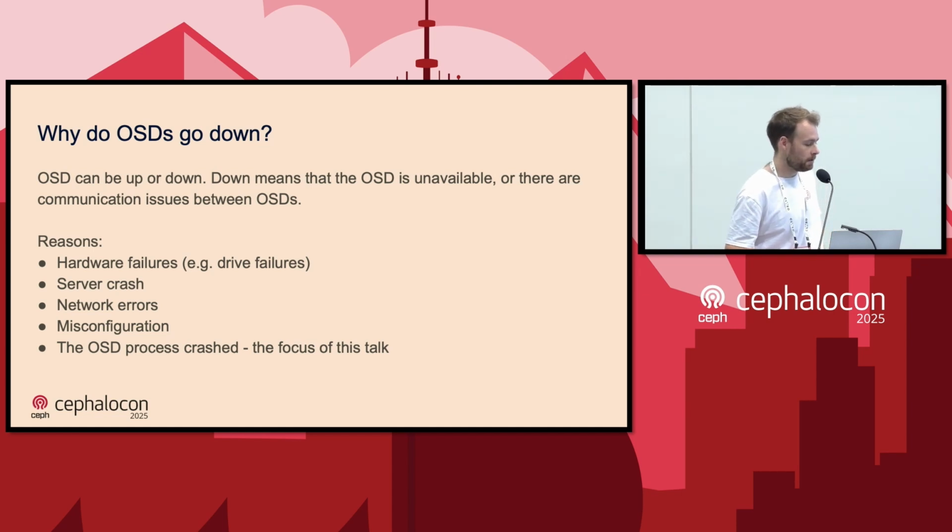So why might that happen? There could be a hardware failure, so the drive that the OSD is using may have failed. The actual server that the OSD process is running on might have crashed for some reason. There could be network errors, so maybe there's an issue with a switch. Someone's pulled a cable out accidentally. There may be misconfiguration, so if you have invalid values in your Ceph config file, that could cause an OSD to go down. Or it may be that the OSD process itself has crashed. And that's going to be the focus of this talk.